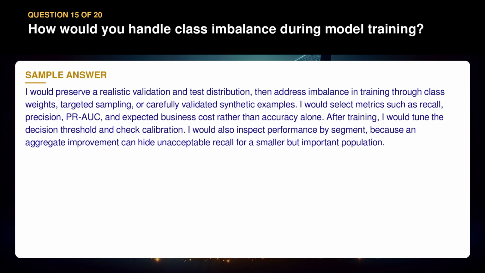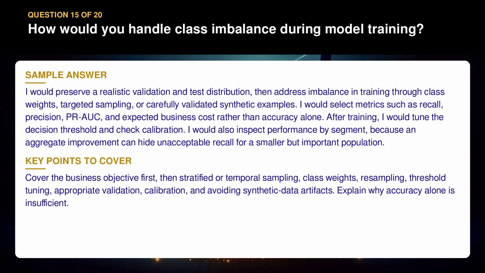I would also inspect performance by segment, because an aggregate improvement can hide unacceptable recall for a smaller but important population. Cover the business objective first, then stratified or temporal sampling, class weights, resampling, threshold tuning, appropriate validation, calibration, and avoiding synthetic data artifacts. Explain why accuracy alone is insufficient.